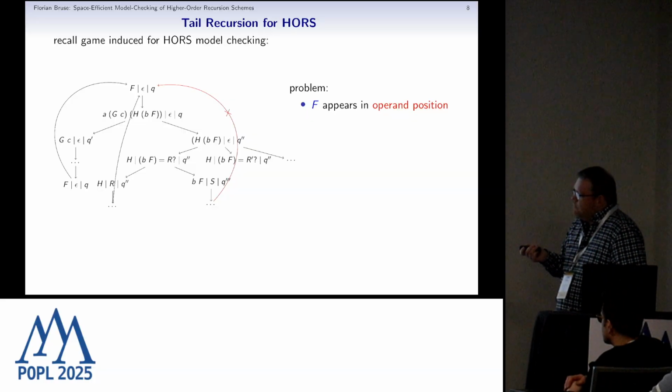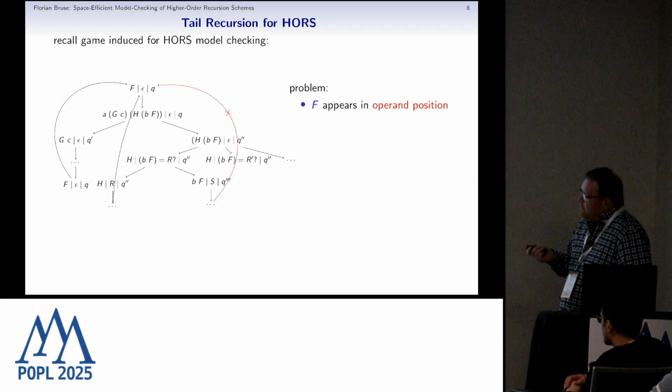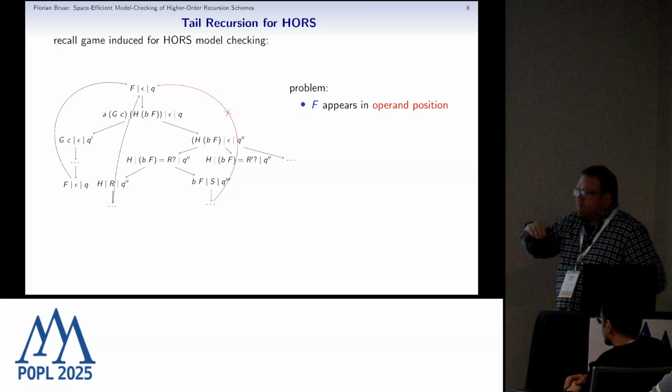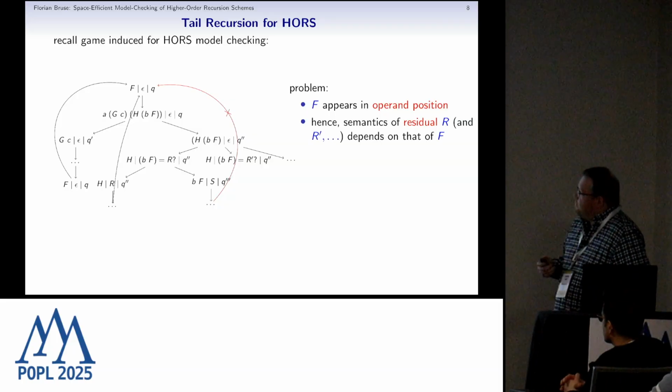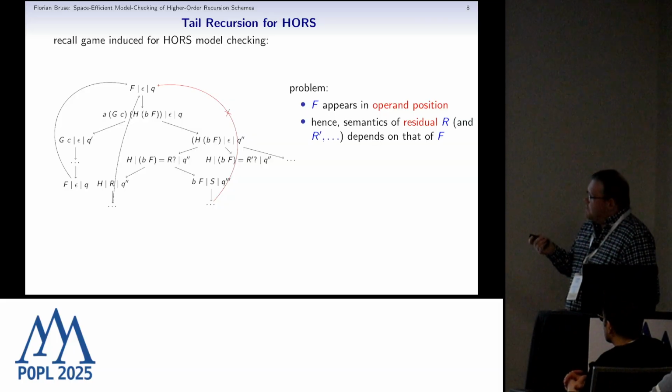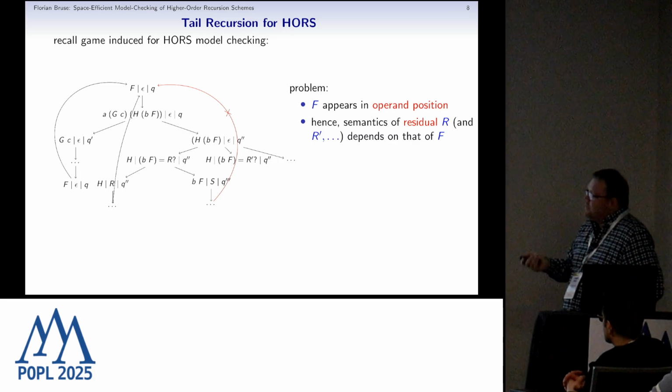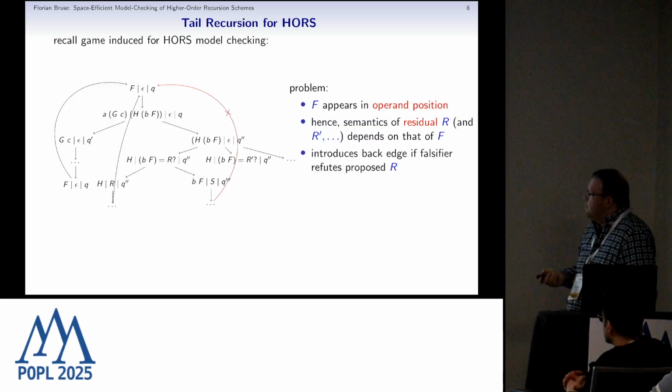And this back edge here is the one that needs to go. Because this F here appears actually in operand position, like as an argument to something else. And I would say this is not tail recursive. And the consequence this has is that the semantics of this residual, like of the thing the verifier proposes, actually depends on the semantics of F, and the game would then link back up. So this edge is really bad.